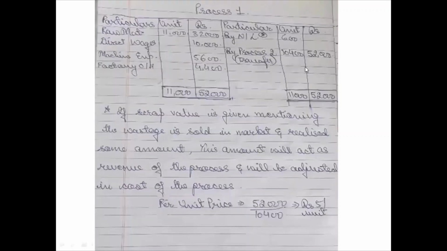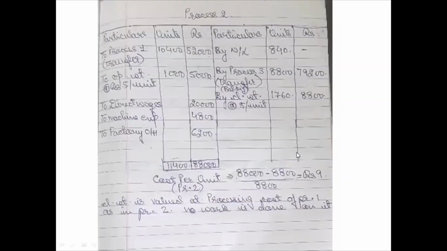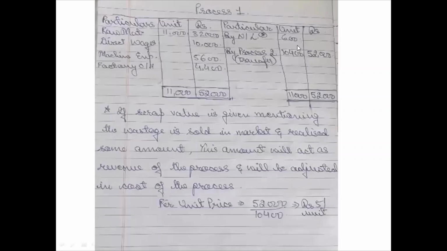Here we have written the amount of normal loss, that is 600 units. So how much was the output in process 1? 10,400 units. And the valuation of those units is 52,000. This is going to be the element which is passed on to process 2.